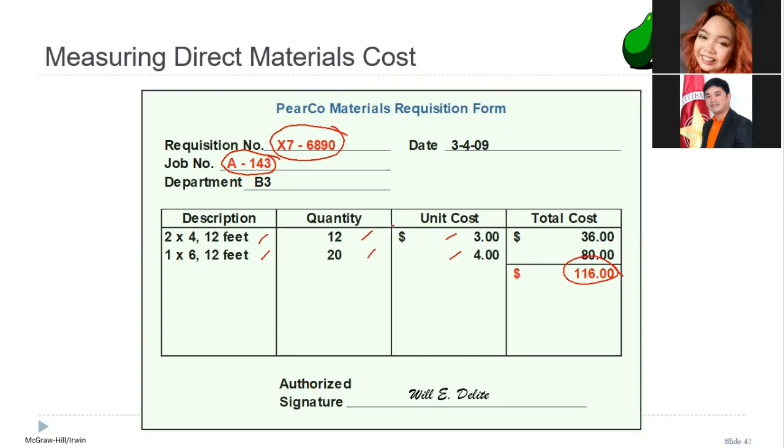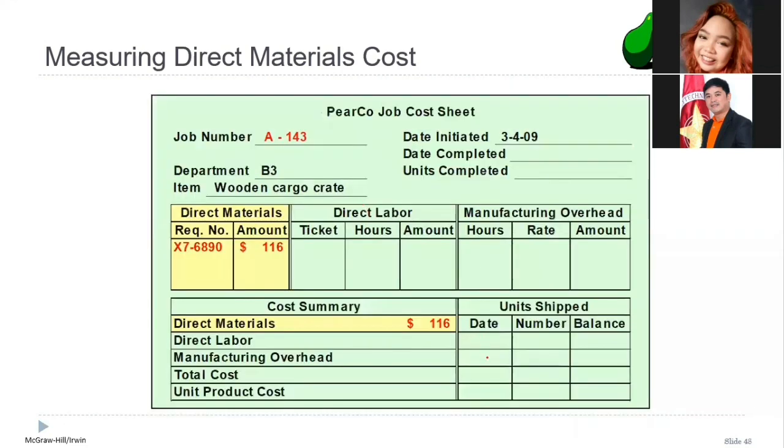So, once you transfer it to the job cost sheet this time, the materials issued by the storeroom are charged to the job cost sheet for job number A143. So let's check, here in job A143, the accounting department records the total direct cost of 116. Then the requisition number is there so we can trace which MRF, or materials requisition form, it came from.